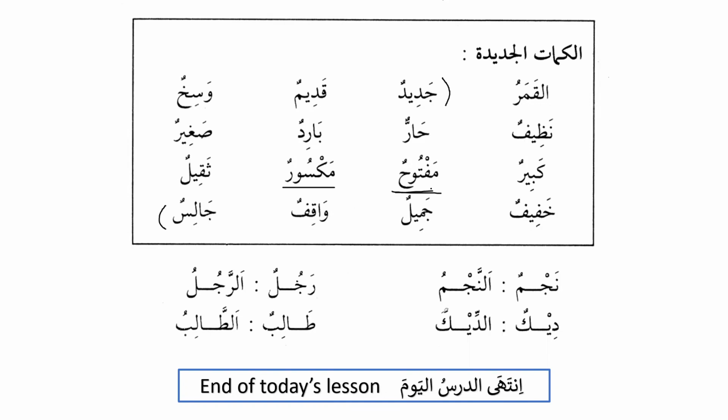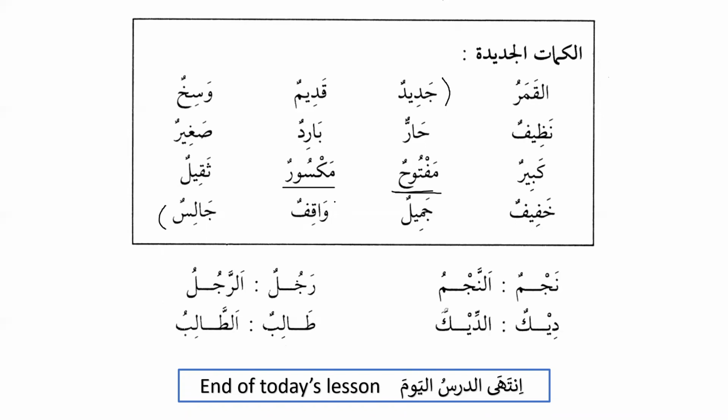What's the pattern? Maf'ulun. Any word that you see on this pattern will be translated as passive. It is the receiver of the action. Like I told you, ma'budun, the one who is worshipped. Maqtulun, the one who is killed. Similarly, we have masjudun, the one who we do sajda to. Then we have maftuhun, something that is opened. Maksurun, something that is broken. Thaqilun means heavy. Khafifun means light. Jamilun, beautiful. Waqifun and jalisun, standing and sitting.